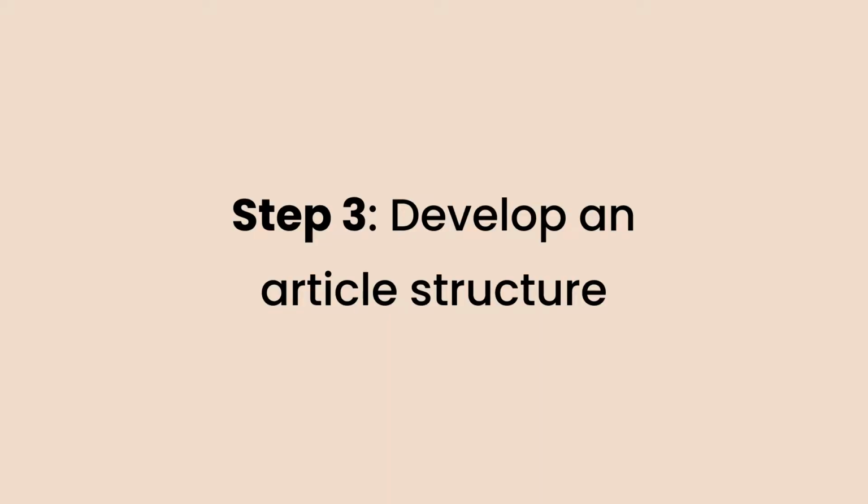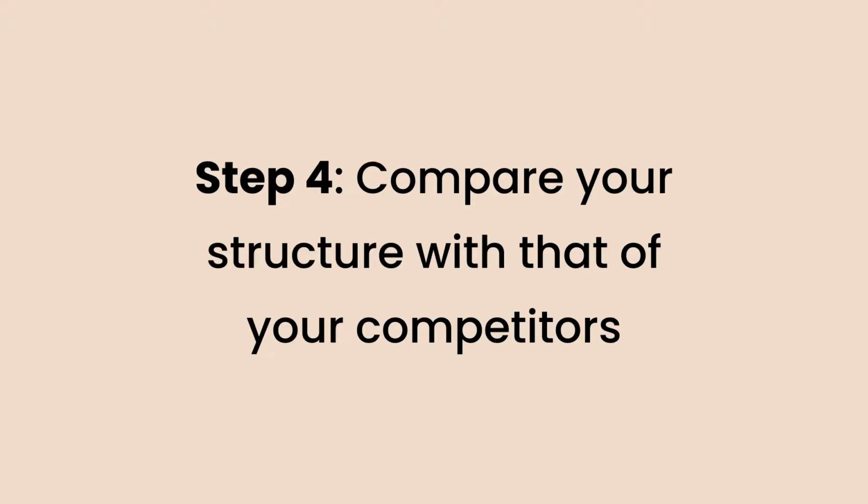Step 3. Develop an article structure. Once you have the list of questions, you can start putting them in order using subheadings and bullets and start adding relevant examples. At this point, you want to ensure that your points are coherent and that nothing is missing or excessive. Step 4. Compare your structure with that of your competitors.